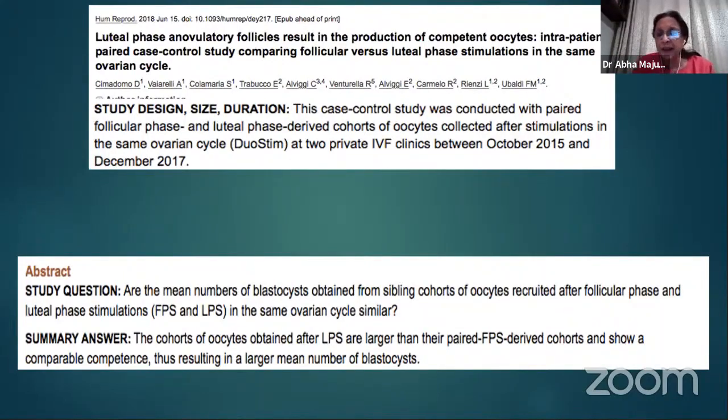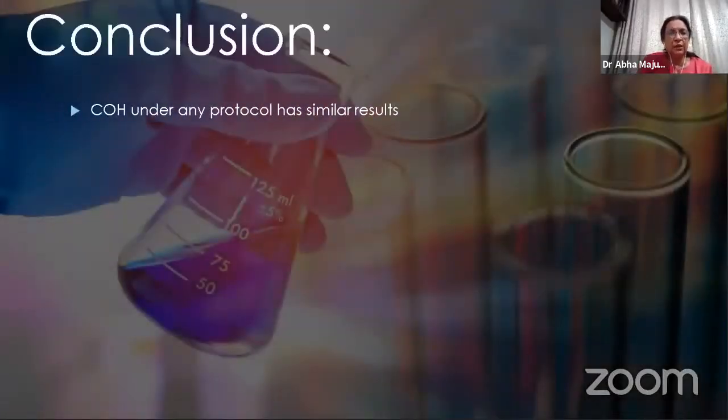So why do we get a larger number? It is because the cohort is there. There has been total suppression by the hormones which the patient was getting. So there's no time for release of those little follicles from their cohort, and we go into this. So I would conclude to say controlled ovarian hyperstimulation under any protocol has similar results.